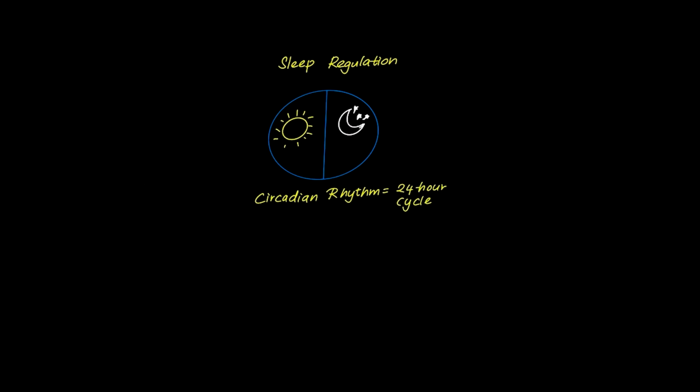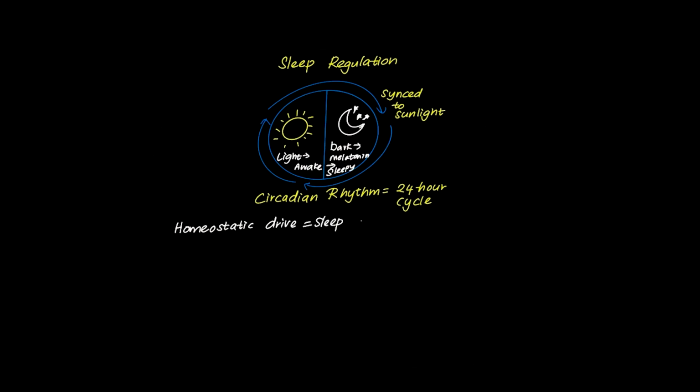Circadian rhythm. Your circadian rhythm is your internal clock. It runs on roughly a 24-hour cycle, synced to the sun. Light exposure, especially in the morning, tells your brain it's daytime, promoting alertness. Darkness triggers melatonin release, making you sleepy. This is why jet lag happens. Your internal clock doesn't match the new time zone.